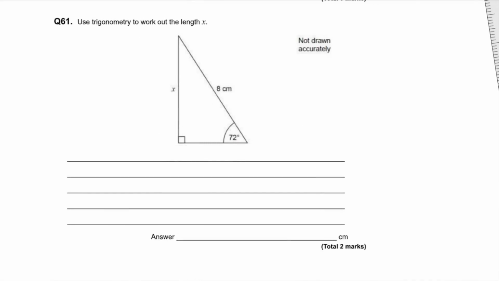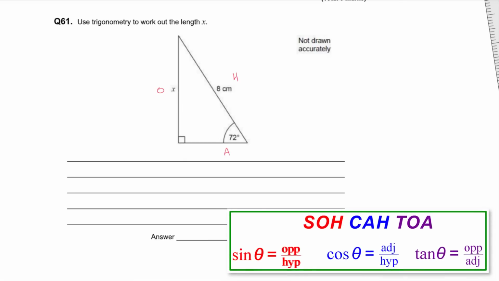Question 61. Use trigonometry to find the length x. Again, I'm going to do this in exactly the same way. I'm going to start off by labelling the sides. This is the hypotenuse. This is the opposite. This is the adjacent. Now this time, it's the adjacent I don't care about. I've got the hypotenuse. I want the opposite. The adjacent doesn't figure into my thoughts or plans at all. So SOHCAHTOA, anything that's got an A in it is of no interest to me.